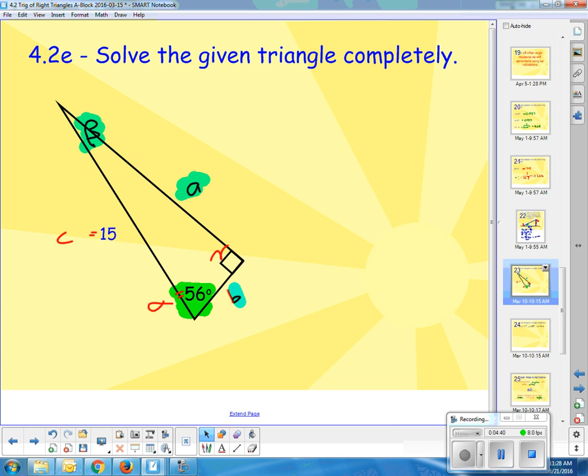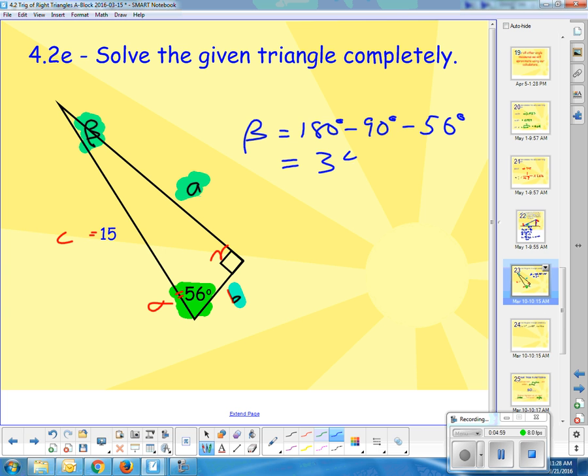Beta is probably the easiest one in this particular case to find. Beta would be 180 degrees minus the 90 degrees from the angle we know, and minus 56 degrees. And it's really just 90 minus 56. And so that's going to be 34 degrees. So I've got my beta. Not so bad. From here, I have to find A and B.